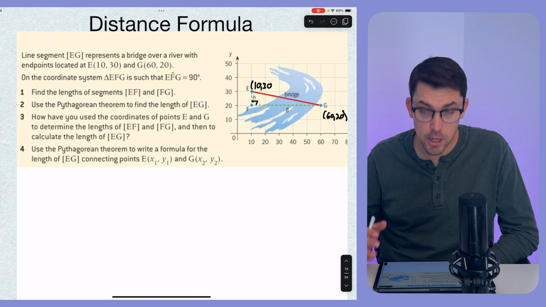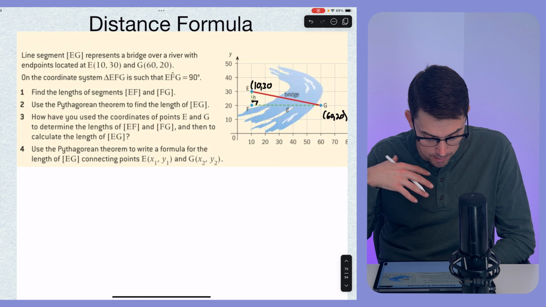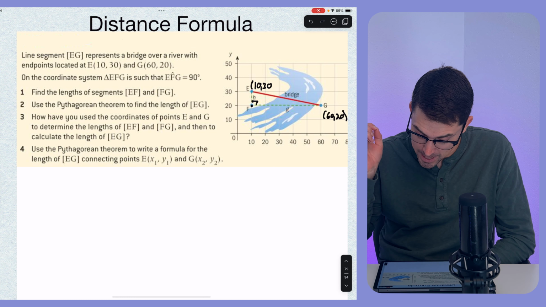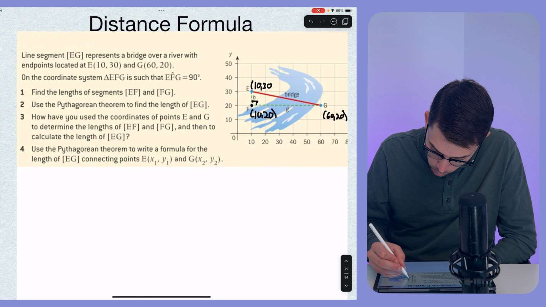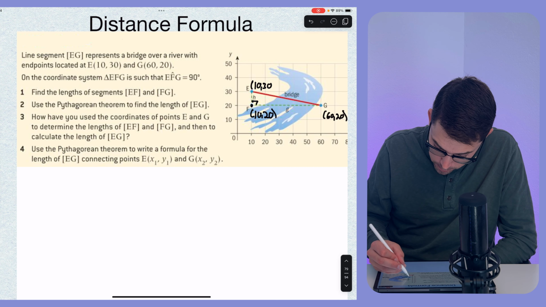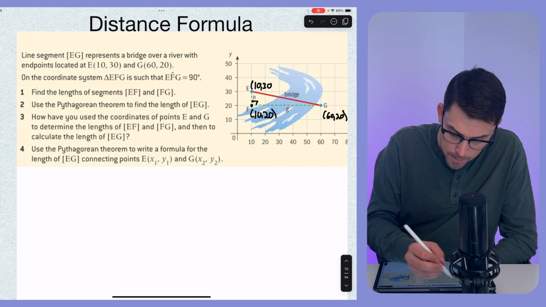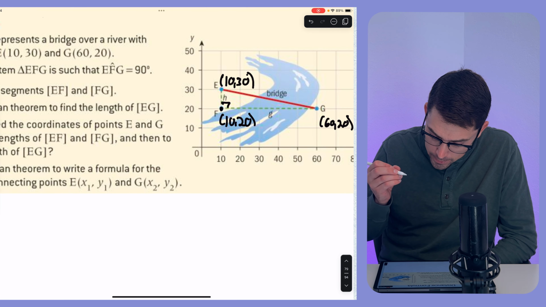Good information. So now let's go through step by step to see how we can build this formula up. Let's say we want to find the lengths of EF and FG. Well, let's think about this. What is the coordinate of F? Well, it's going to be (10, 20) because I moved from 10 over here, 20 up, and that's going to give me my coordinate there. So what is actually going to be the length of EF?